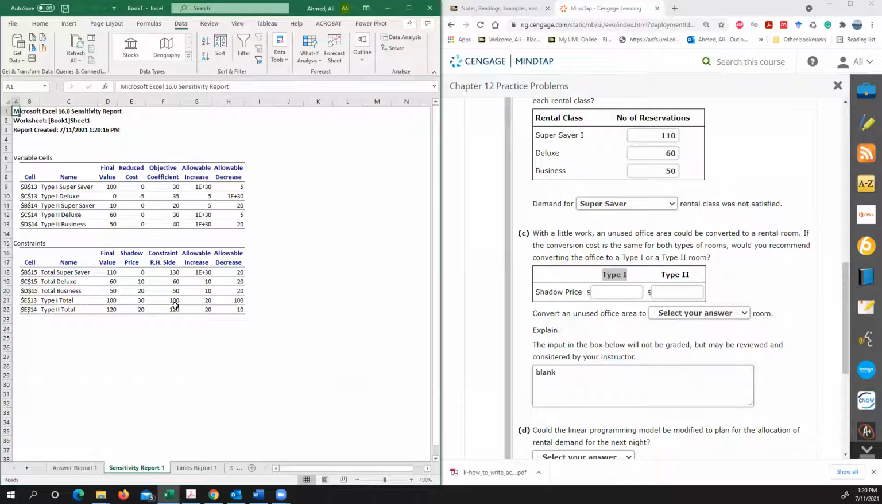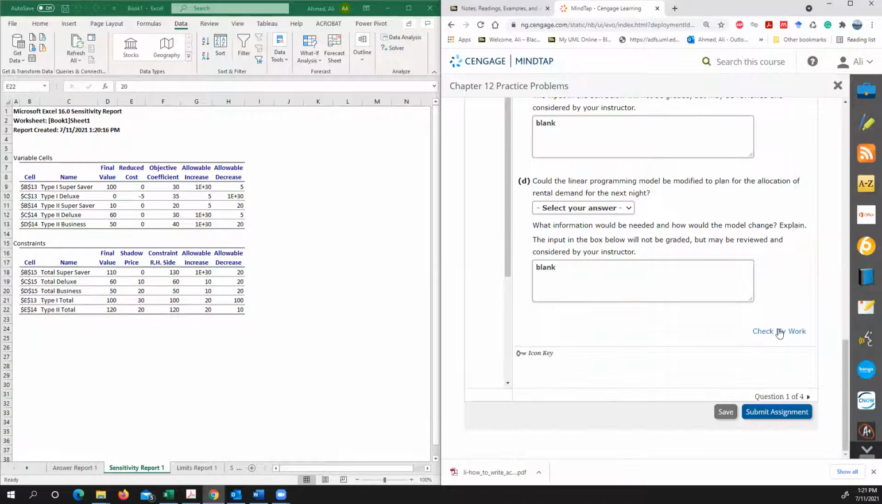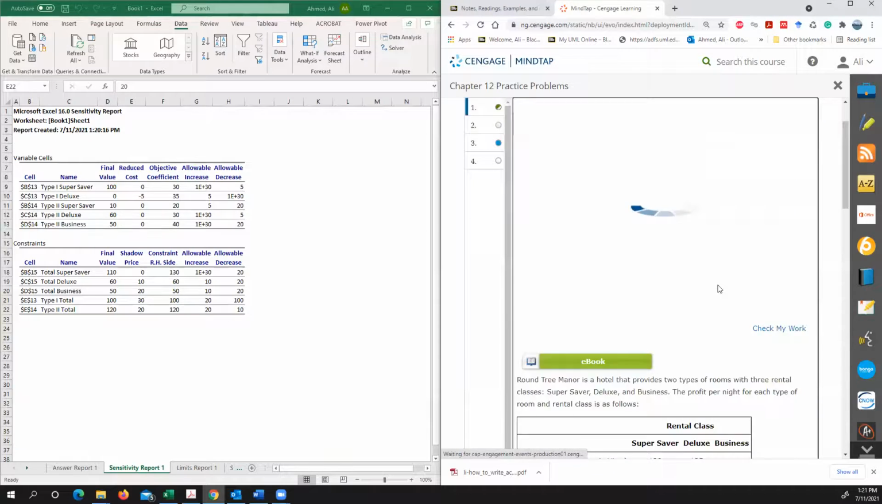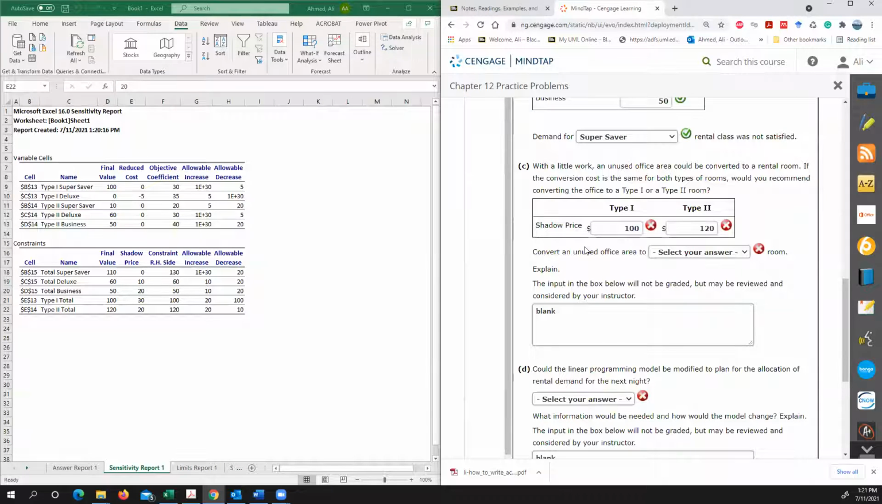So we have to look into the shadow price. The shadow price for room number type 1 is 30 and room type 2 is 20. So first of all, we can just enter the shadow price here. And let's first check all our previous work so we know what we are doing. Okay, I did enter something wrong here. It should be 30, sorry. So type 1 is 30 and the shadow price for type 2 should be 20.